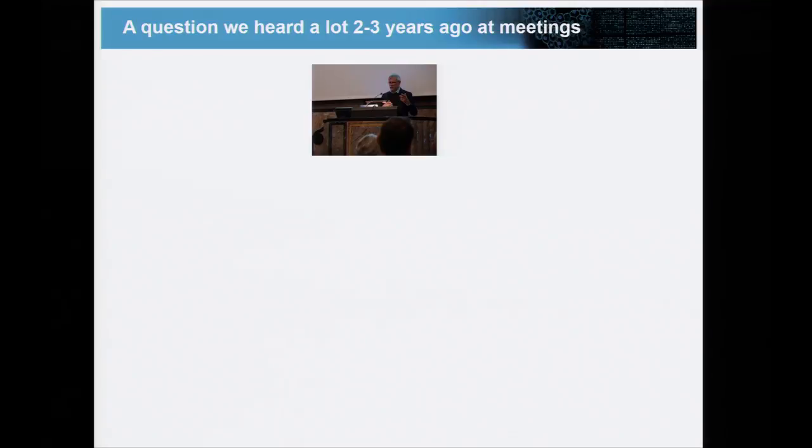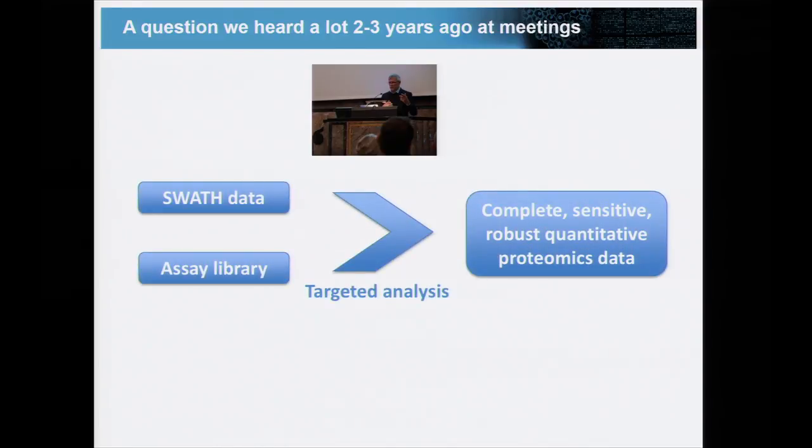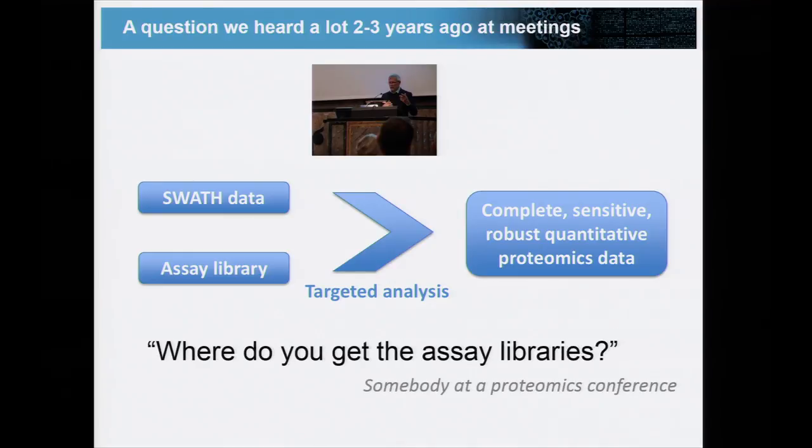A question we heard when we started doing this type of SWATH experiment a few years ago was, well, Rudy would stand up, or we'd go to a meeting and say, okay, if you collect some SWATH data and you have an assay library, some prior knowledge about the peptides you're interested in, and you put these two things together in a targeted analysis, then you get nice quantitative data. And everyone would say, well, where do these assay libraries come from?